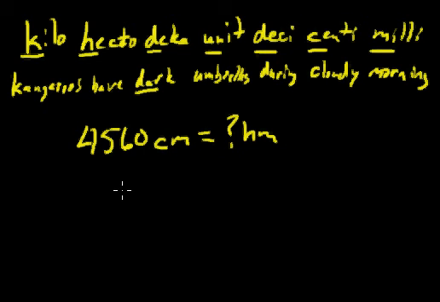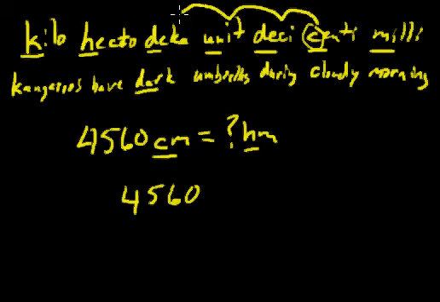So let me show you what I mean. If we have 4,560 centimeters, our prefix is centi. Here is centi right here in our chart. And we want to move it to hectometer. Well, we're going to change it by a factor of 10, 100, 1,000, 10,000. So we're going to change by a factor of 10,000 from centimeter to hectometer. Or another way to say that is 10,000 centimeters is 1 hectometer.